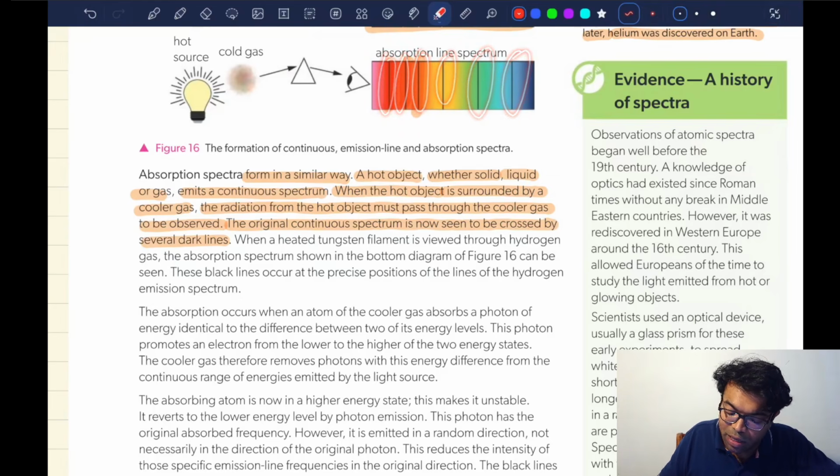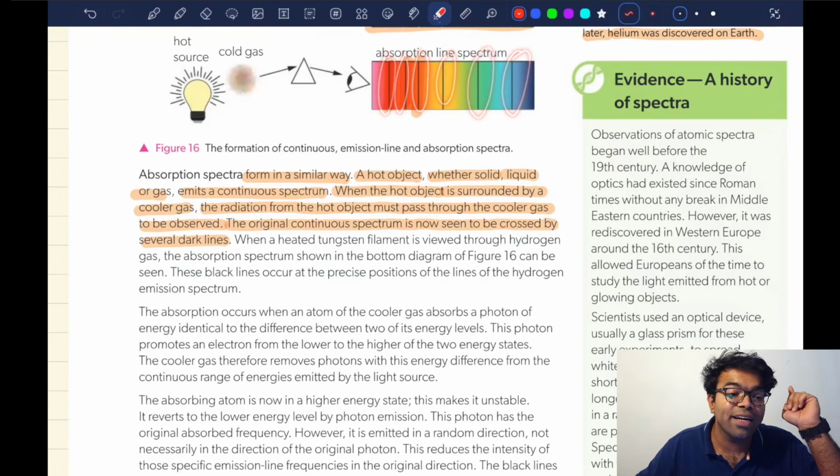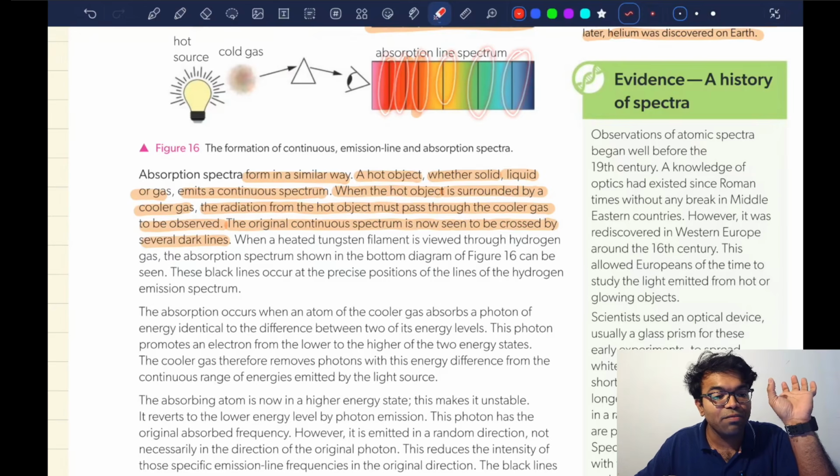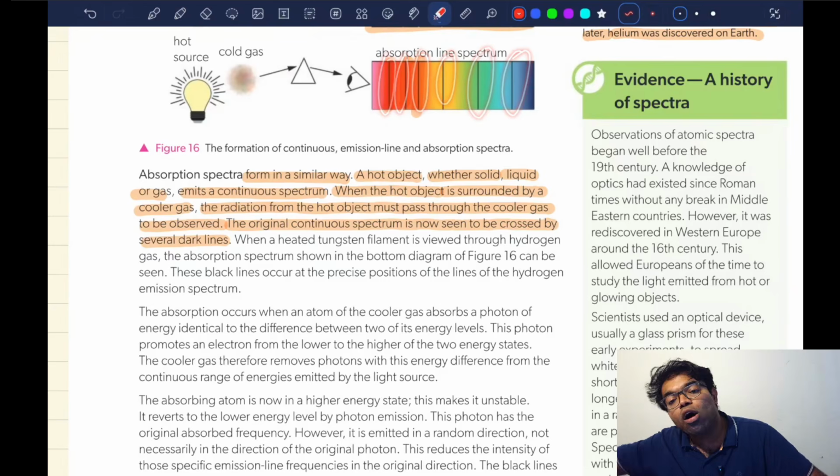When a heated tungsten filament is viewed through a hydrogen gas, the absorption spectrum shown in the bottom diagram of figure 16 can be seen. So what is tungsten? Tungsten is the filament that was used in the incandescent bulbs. You remember the incandescent bulbs that we used to have at home in Kerala, in Madras and all. Those incandescent bulbs basically used to glow bright white. A bright white color is a mix of all the colors. Okay, you can get bright white color only when you have a combination of all the colors.